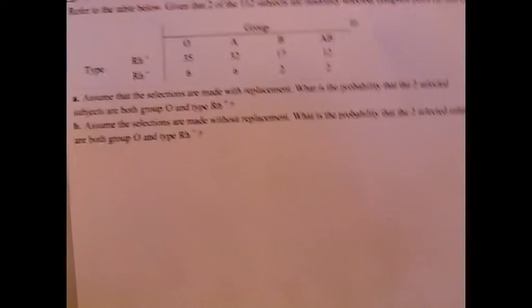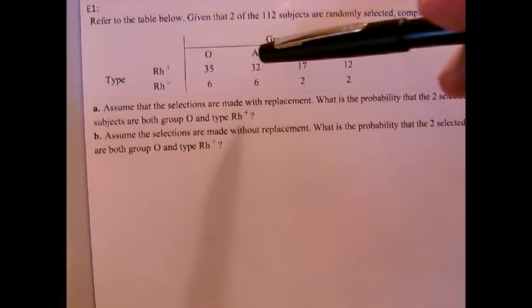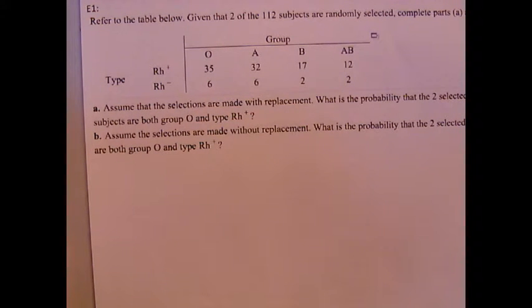Alright, so let's look at a couple of examples that deal with sampling with replacement and sampling without replacement. Okay, here's the first example. Here you want to refer to the table below, given that two of the 112 subjects are randomly selected. Complete parts A and B. Alright, so here we've got blood types, which is Rh plus and Rh minus, and the group of O, A, B, and AB. In part A, you want to assume that the selections are made with replacement. What is the probability that the two selected subjects are both group O and type Rh plus?